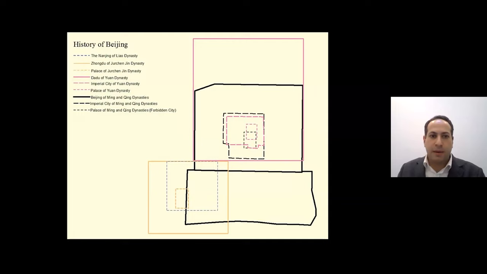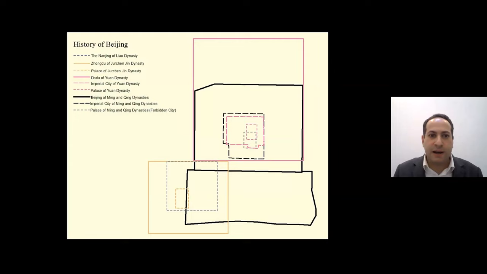For the Khitans of the Liao dynasty, this was the southern capital because they were from the north, from the steppes. They had conquered a huge empire, and they invented, in a way, the first one country, two systems. They had a northern chancellery that ruled the northern part of their empire according to nomadic Khitan customs, and the southern chancellery was ruled from their southern capital, this later to be Beijing. But the Khitan Liao didn't last.